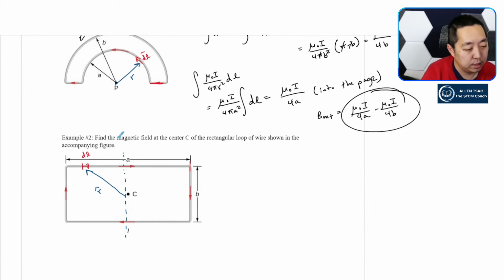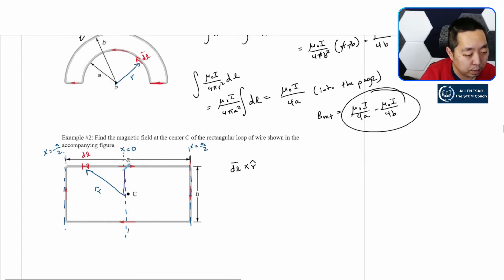Okay. So sometimes what's easiest to do is set a coordinate system. Let's say this is x equals 0, and then this is x equals negative a over 2, and then this is x equals positive a over 2. Okay. Now, if we do dL cross r hat, what I want to do is take the dL and multiply it by the component of r that's perpendicular. But look at this. If I decompose this component here, it's always the same length no matter what, the component of r, right?